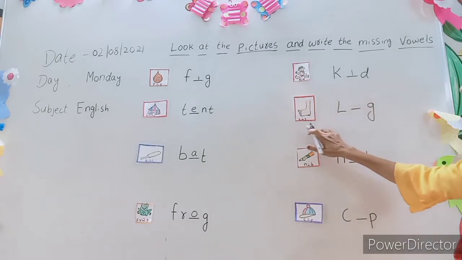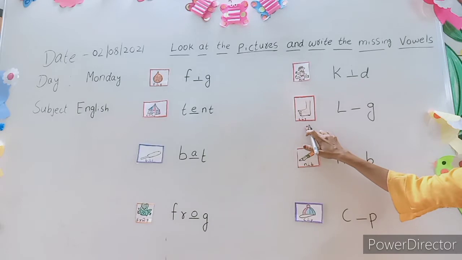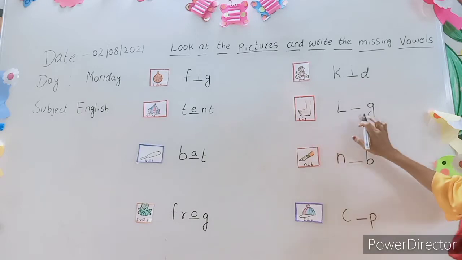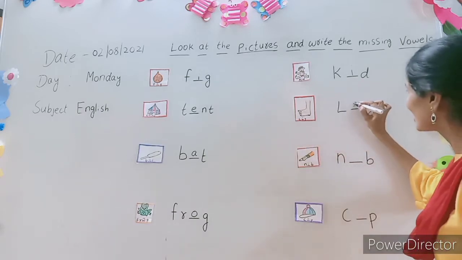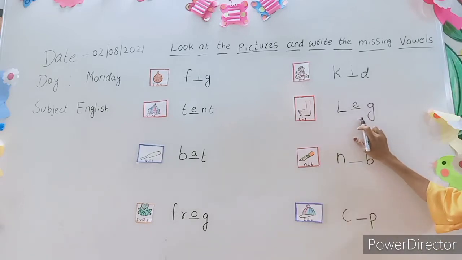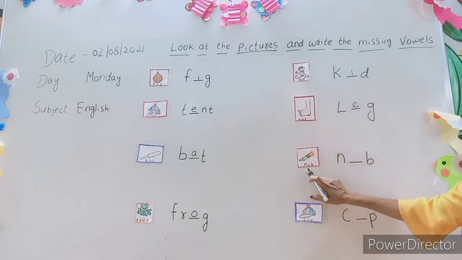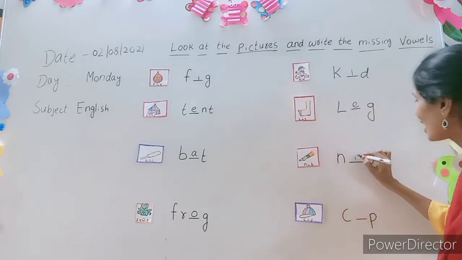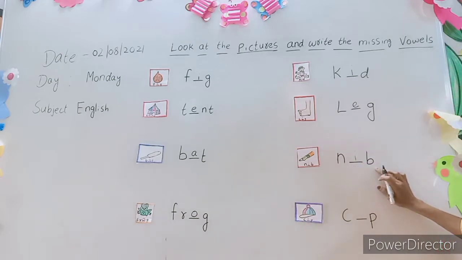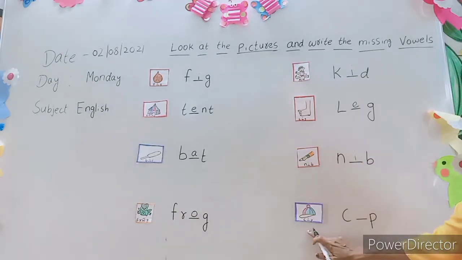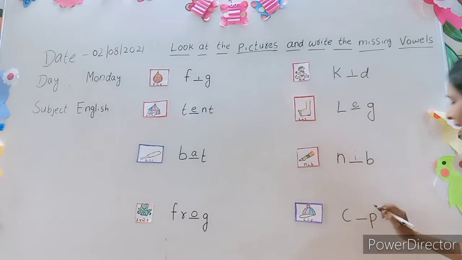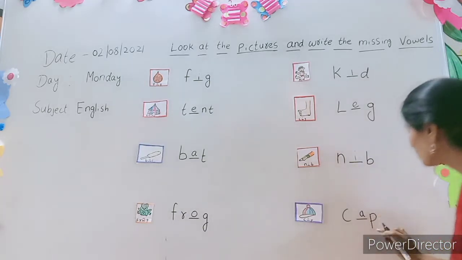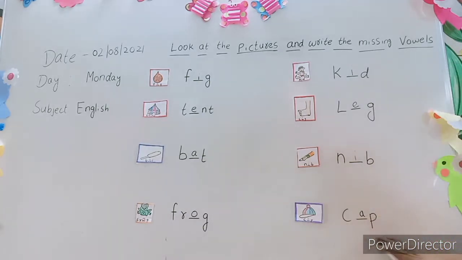Then, which picture is this? This is a leg. Yes. Now we will insert E here. E is a vowel. Then, which picture is this? This is a nib. N-I-B. Nib. Now this is a cap. C-A-P, cap. So you have to insert vowels like this.